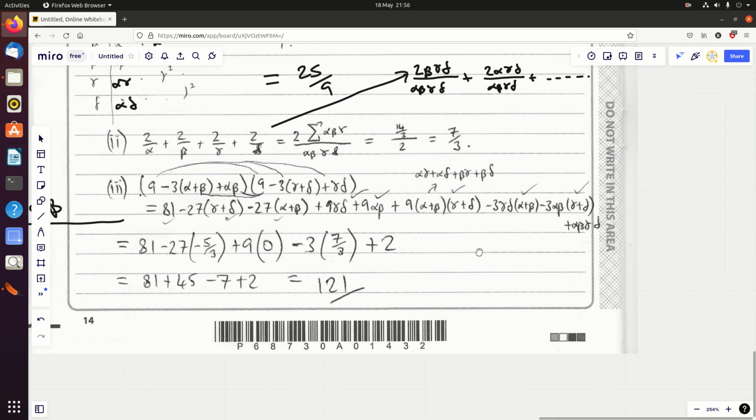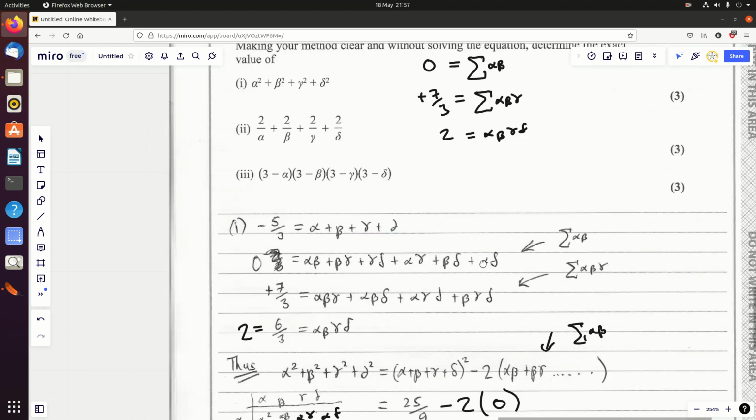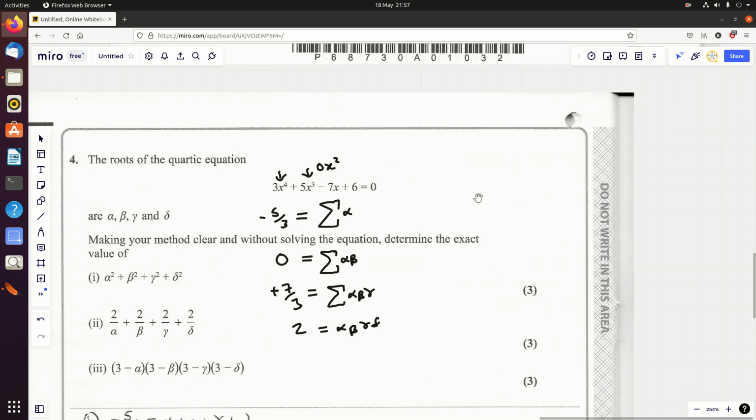And then when you collect them, you should see you've basically got 81 minus 27 times the sum of all the roots, plus 9 times the sum of the pairs, minus 3 times the sum of the triplets, and then plus 2 at the end, because you've got plus alpha beta gamma delta at the end. And then if you plug the numbers in, you get 121. Now, it's easy to make a mistake when you're doing that. So here's another way of doing it. Let's do it the other way now. Here's the alternative. I'm not going to solve this yet.